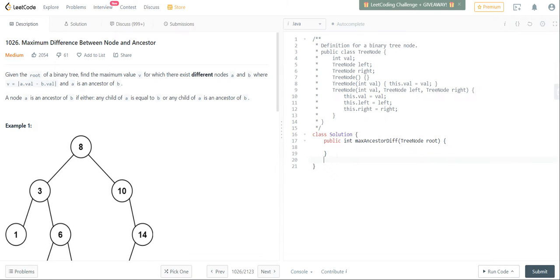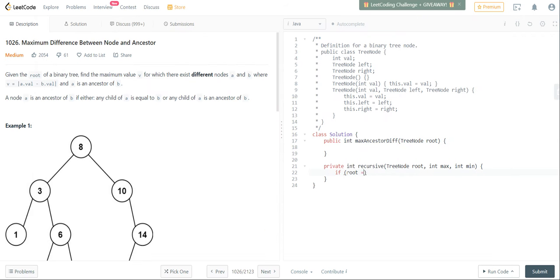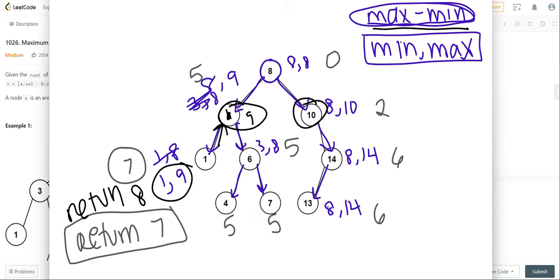So what I'm going to do is create a recursive function, and it's going to accept 3 parameters. Obviously the root, but it's also going to accept the max and min at that specific point. So you can see that in this value, we took the max and min from this one, and then we just updated it with the current node. So that's what we're going to do. First, we're just going to say if root equals null, we'll just return max minus min. Because that's basically saying that if you go beyond this, you just return this value of 5.